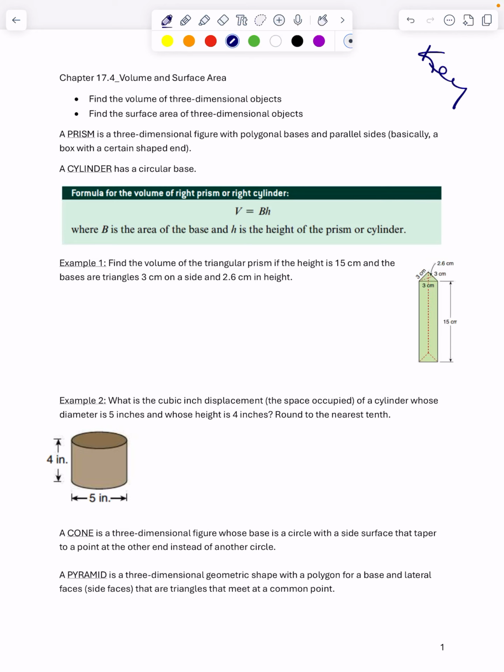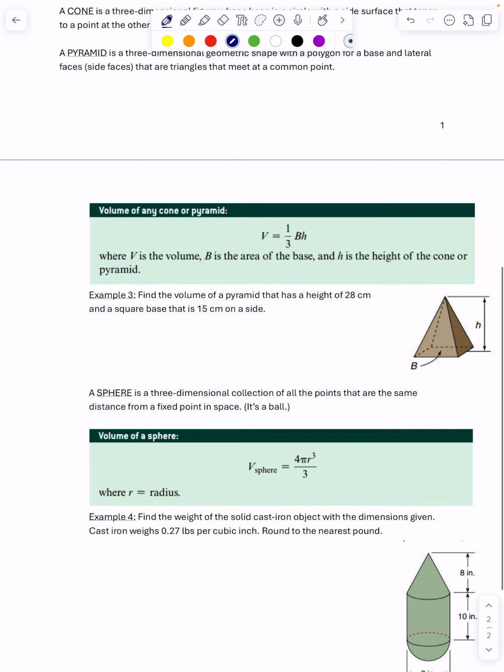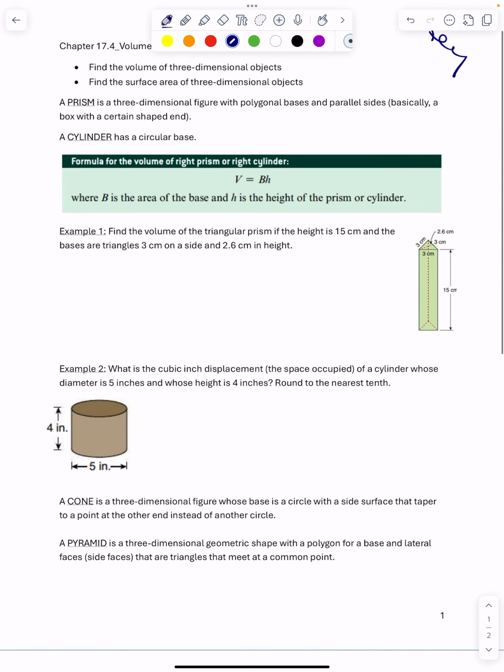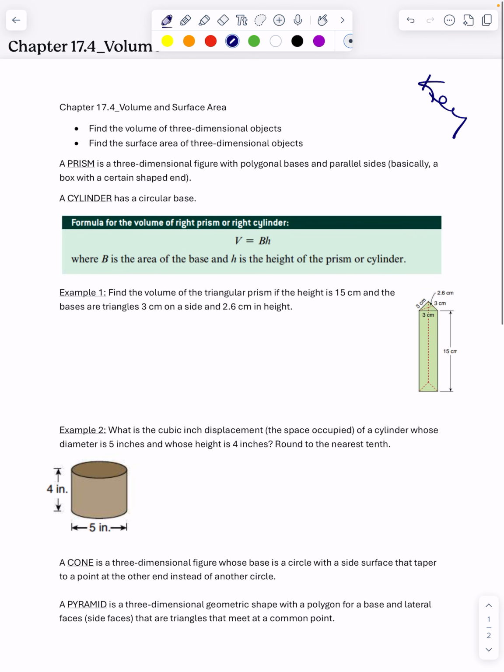Okay, this is Math 1140. These are the chapter 17.4 notes. These notes are just volume. Now, volume is the space that something holds.